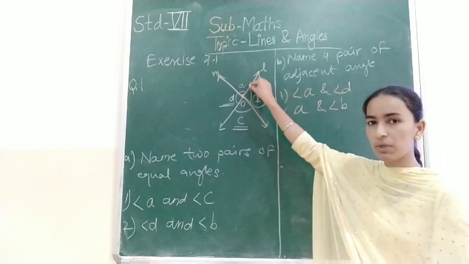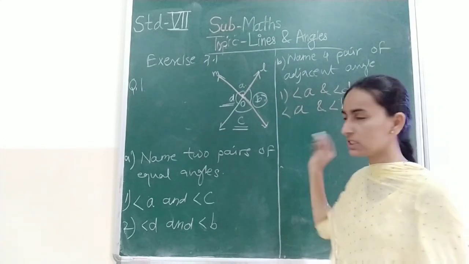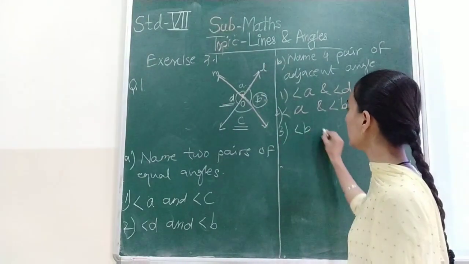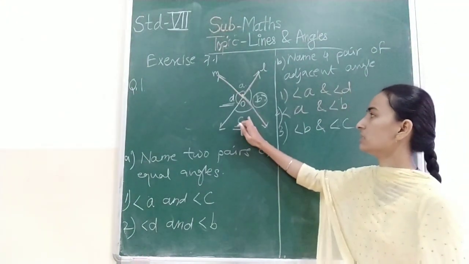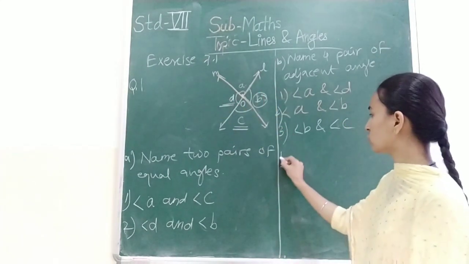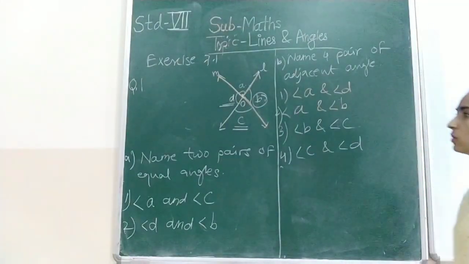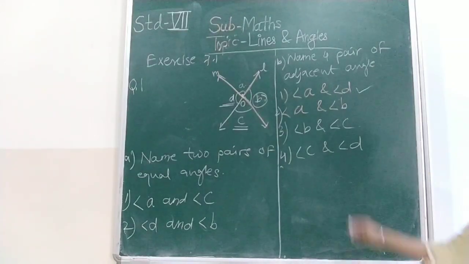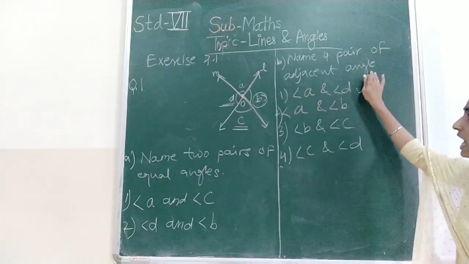Now we have done with AB. If we have taken AB first, don't take BA because both are the same. Third is angle B and angle C. Now you can see this C is adjacent to B also and D also. So fourth is angle C and angle D. You can write D and A, but that is already written. So these four are the pairs of adjacent angles.